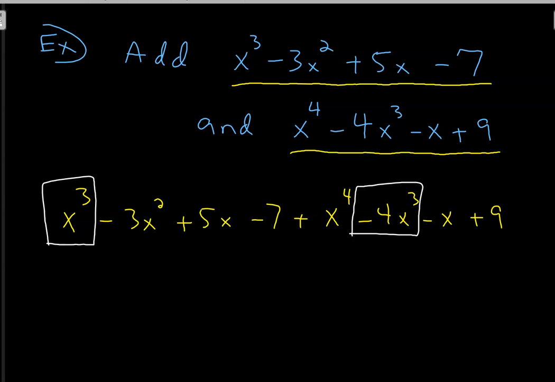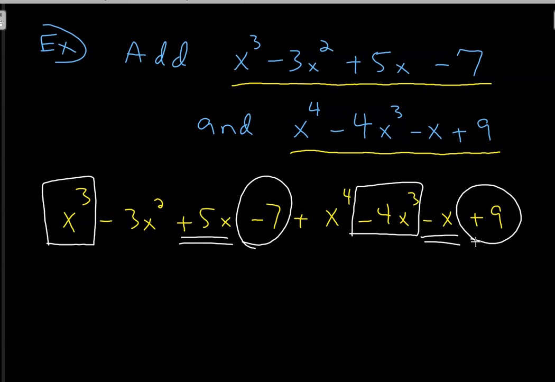And I look at 5x here, and then I have another x here with the negative sign. So those two are like terms. And then the negative 7, put a big circle, and the positive 9 are both constants, so they're like terms. So all my like terms are going to add first. So I have x to the 4th. If you notice, x to the 4th has no like terms either. So I'm going to add my like terms first.